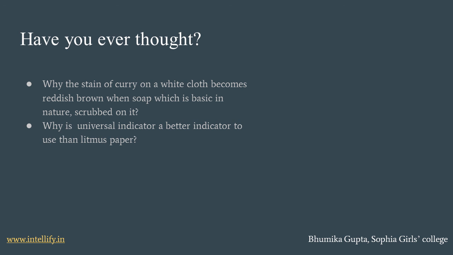So here I have some questions for you. Have you ever thought about these questions? Think about it. Why does the stain of curry on white clothes become reddish brown when soap, which is basic in nature, is scrubbed on it? And another question is, why is universal indicator a better indicator to use than litmus paper? We will discuss it in our next video.